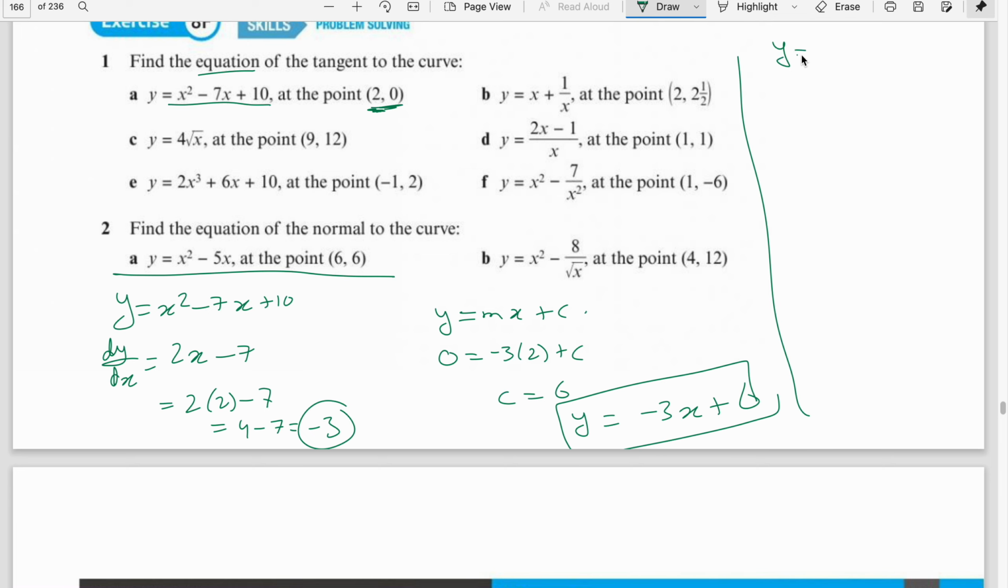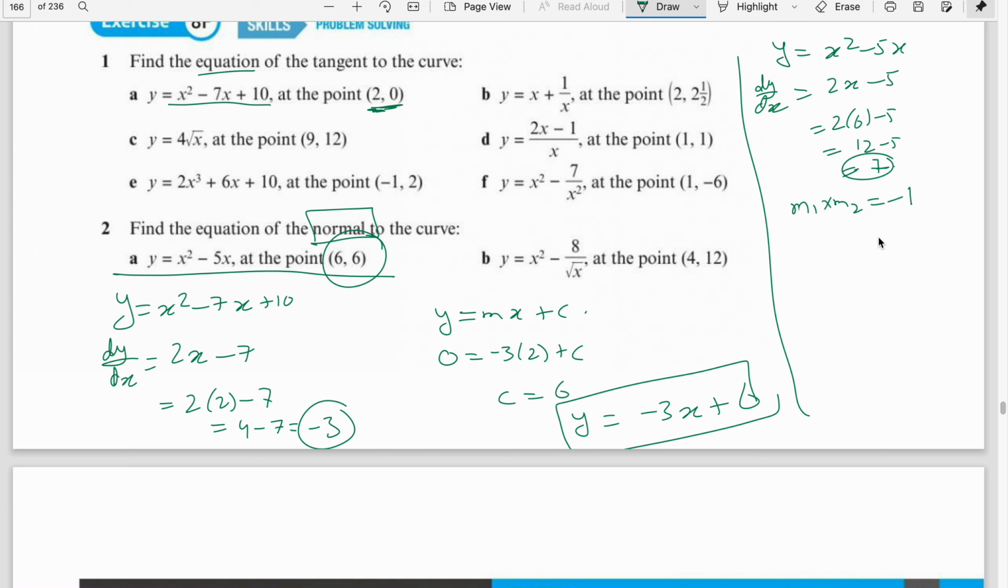This is y equals x squared minus 5x. So dy by dx is 2x minus 5, and we are looking at the point (6, 6). So when x is 6, 12 minus 5, the gradient is 7. So when the gradient is 7, the gradient of normal would be, m1 times m2 is equal to -1. This is 7 into m2 equals -1, and the gradient of normal is -1 by 7.